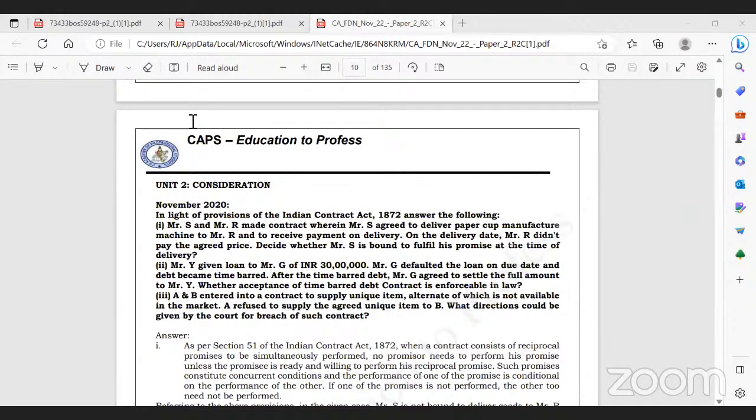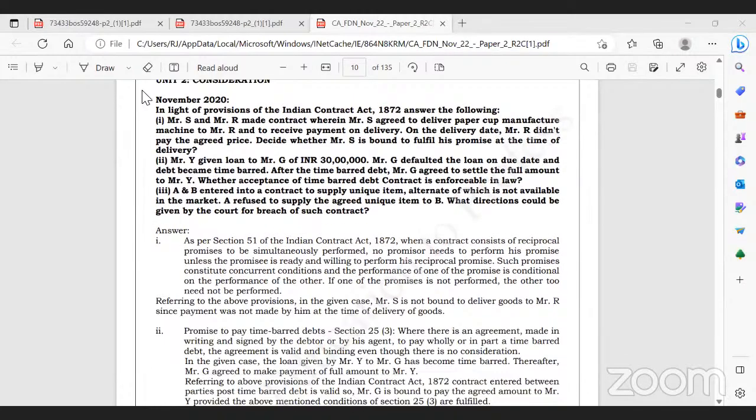In light of the provisions of the Indian Contract Act 1872, answer the following. Mr. S and Mr. R made a contract wherein Mr. S agreed to deliver a paper cup manufacturing machine to Mr. R and to receive payment on delivery. On the delivery date, Mr. R didn't pay the agreed price. Decide whether Mr. S is bound to fulfill his promise at the time of delivery. Remember, reciprocal contracts: if one person doesn't fulfill his obligation, the second one also need not fulfill his obligation. Yes or no? Yes, sir. Next one.